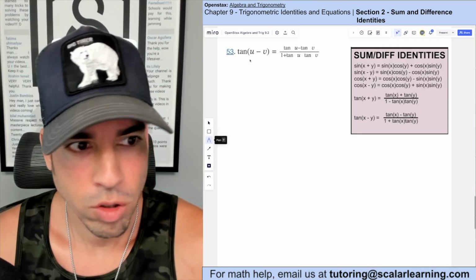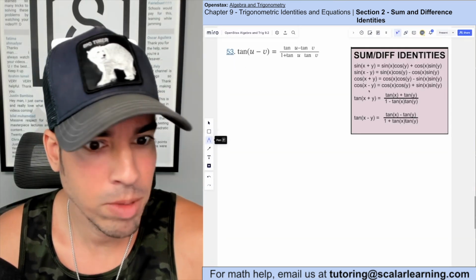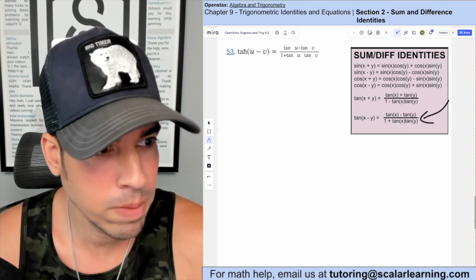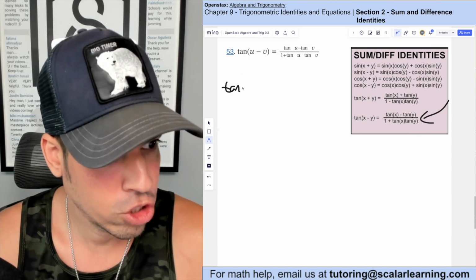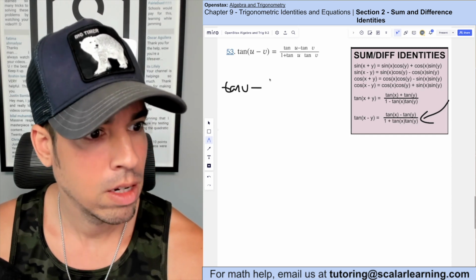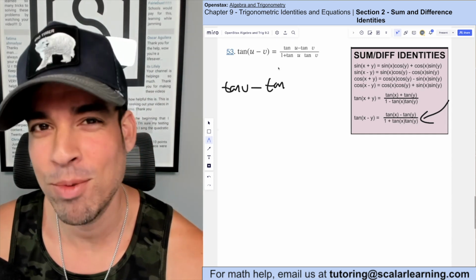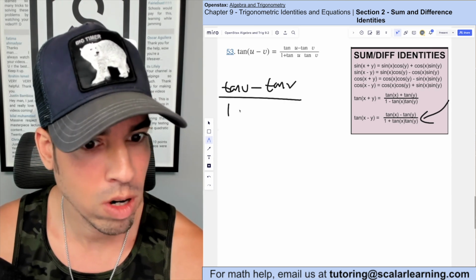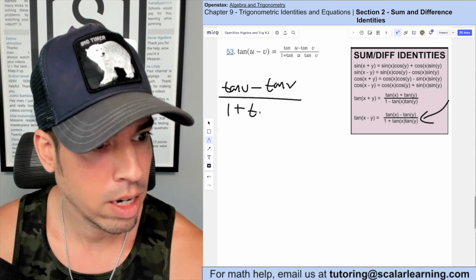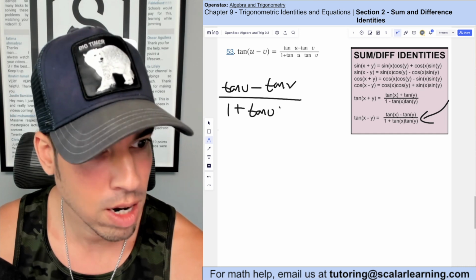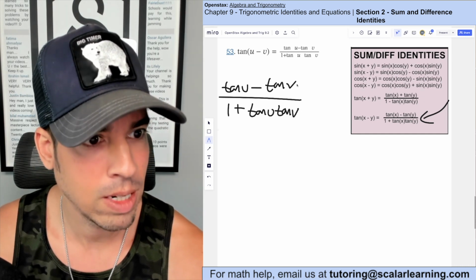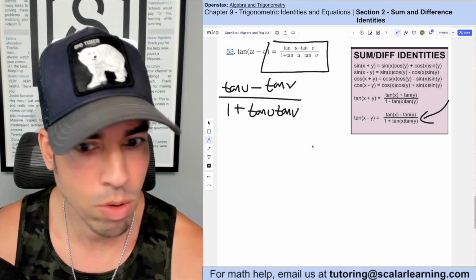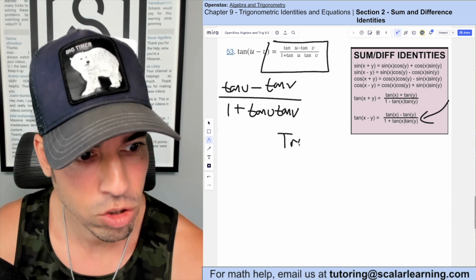Boom, done. So this one says prove or disprove the statement. So we're going to use our difference formula right here for tangent and see if they are equivalent. So this is the same as tangent of the first argument minus tangent of the second argument, over 1 plus tangent of u times tangent of v. I hate when they use u and v because they look so similar, but that's okay. And that looks to be exactly like what they have on the right-hand side. So I would say that yes, this is true.